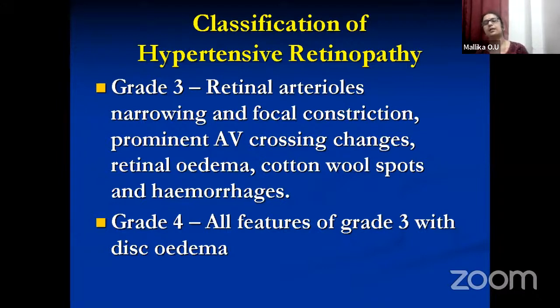Normally the arteries and veins share a common adventitial sheath, and the veins lie underneath the arteries. So wherever the artery crosses the vein, the thickened artery will compress the vein since they share a common adventitial sheath. So arteries lie above the veins at AV crossings. Because of the compression, it can lead on to occlusion, leading on to retinal edema, cotton wool spots, and retinal hemorrhages. And grade 4 is all the features of grade 3 along with disc edema.